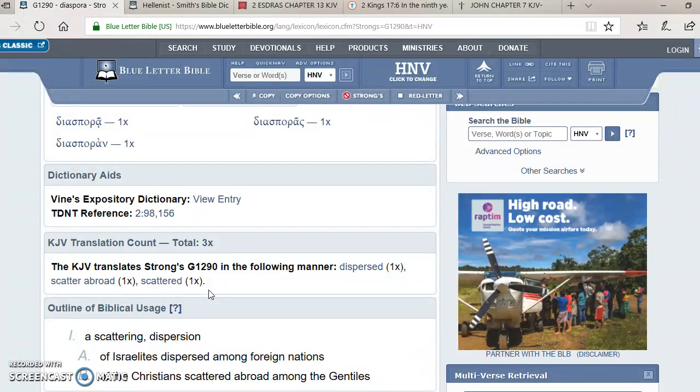Alright, so that's in the outline of biblical usage: A, a scattering, dispersion, of Israelites dispersed among foreign nations. And it says on B, of the Christians scattered abroad among the Gentiles. Well, that's a term right there. The word Christians goes back to perhaps Christus, but also back to Antiochus Epiphanes, and Antioch, because all the Israelites, it tells you right here, were dispersed among the foreign nations. So now we're going to go with that.